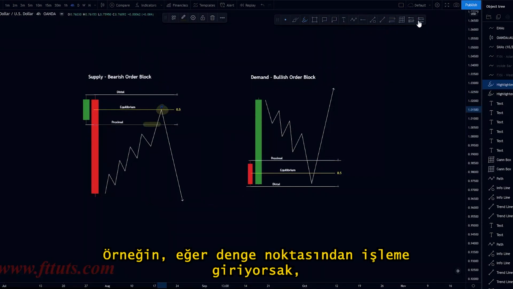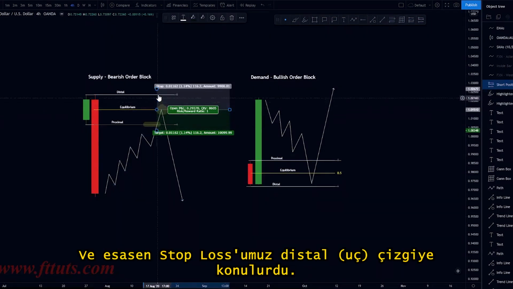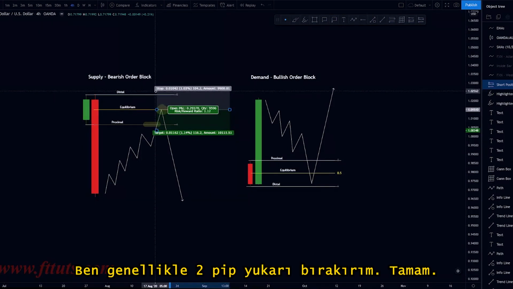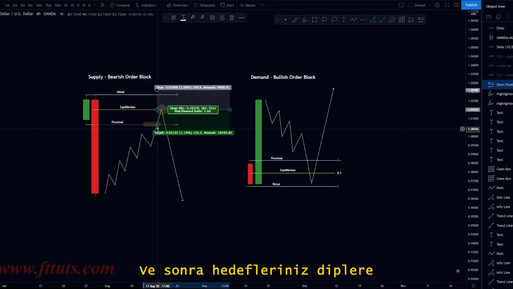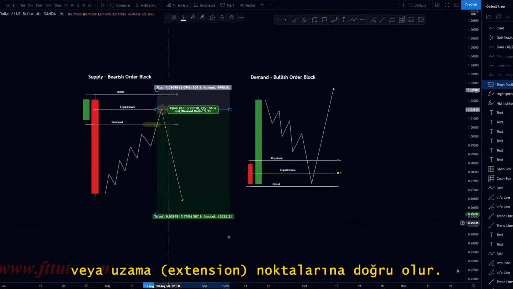So for example, if we're entering a trade at equilibrium, we would have our entry at this point, and essentially our stop loss would be placed at the distal line, okay? And we would leave some space for the spreads. I usually do 2 pips above, right? And then your targets would be towards the lows or the extension points, right?